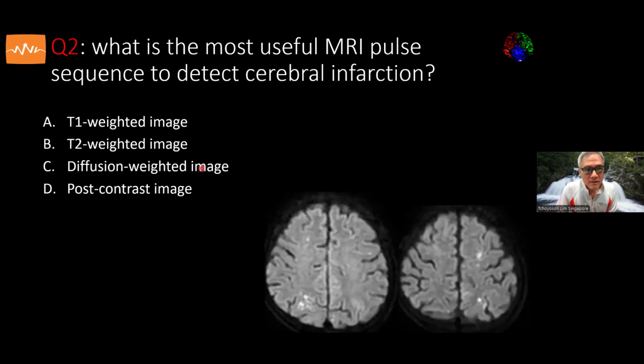Now, let's go on to question 2. What is the most useful single pulse sequence to detect cerebral infarction? And the choices are T1, T2, diffusion, and post-contrast images.